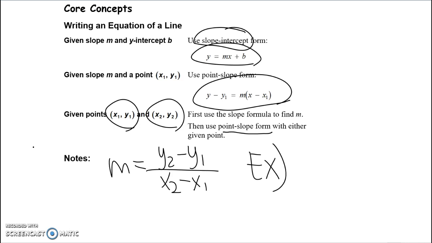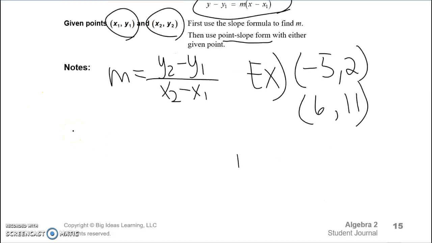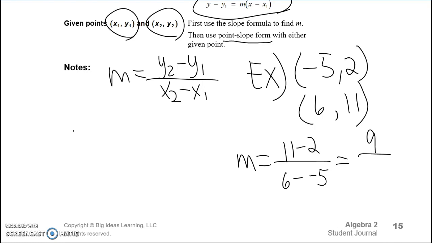If my points are (-5, 2) and (6, 11), I'm going to calculate my slope, so that would be 11 minus 2 over 6 minus -5. So that would be 9 over 11, and that would be my slope. And then I can pick a point. I'm going to pick the one that's all positive.